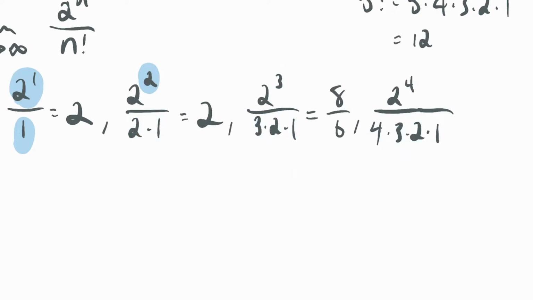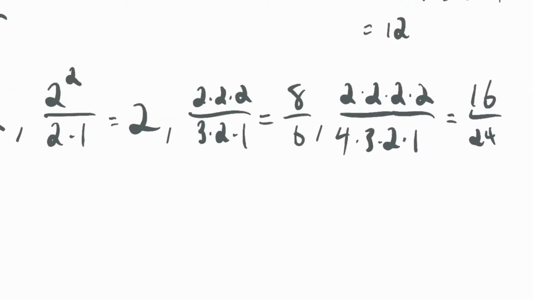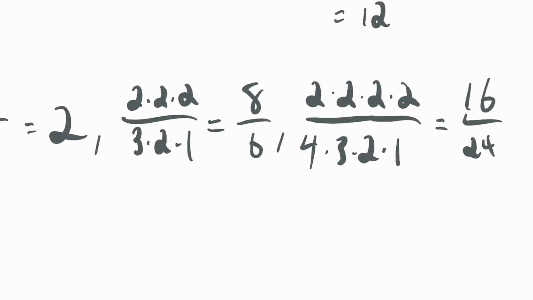So, in fact, it may be useful to write it like that at this point. 2 times 2 times 2, 2 times 2 times 2 times 2, which if we want, what is that, 16 over 24? And maybe it's kind of obvious that this first pair is the pair that we started with, 2 over 1. And then we had 2 over 2 as the additional pair in the next term of the sequence. And then 2 over 3, and then 2 over 4.